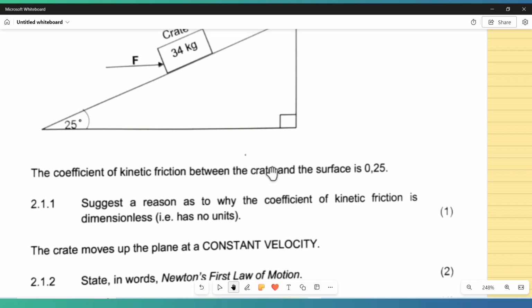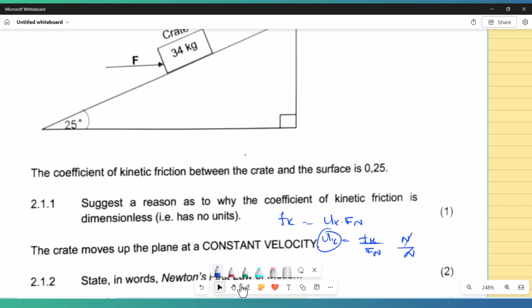We know from our Fk equals the coefficient times F normal. So from here, the coefficient mu k equals the frictional force Fk divided by F normal. Friction is measured in newtons, and the normal force is also in newtons, so they cancel out. That's why this coefficient is dimensionless, because it is a ratio between Fk and F normal.